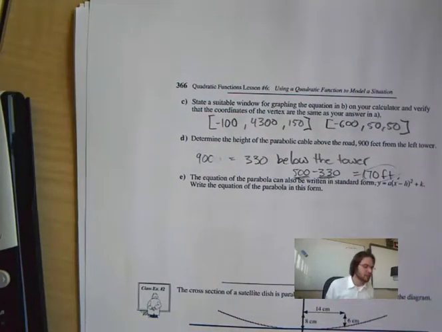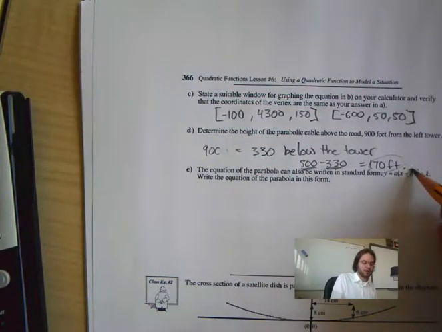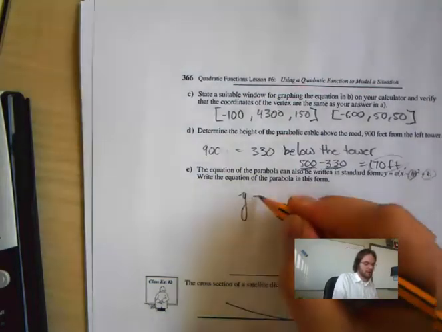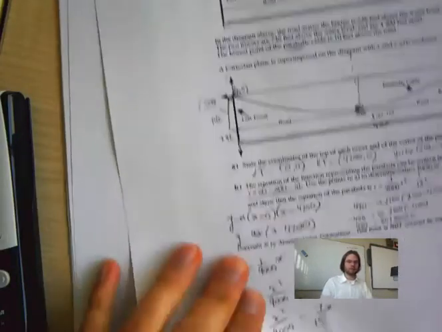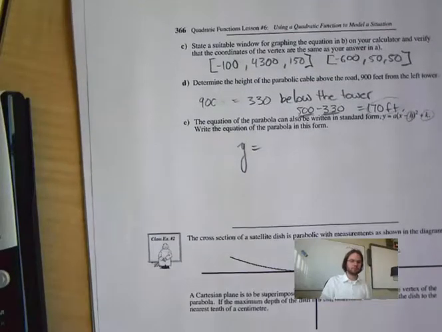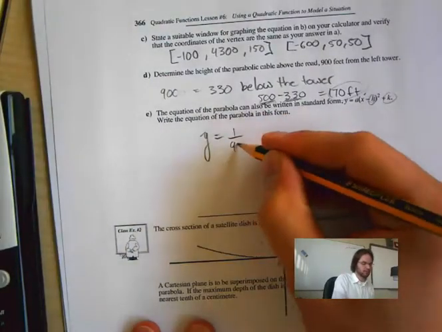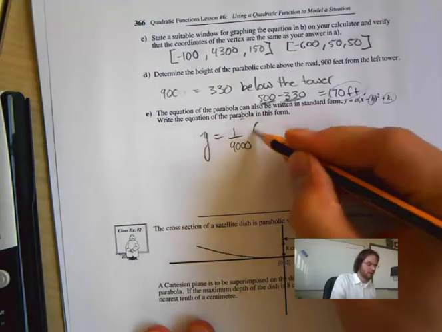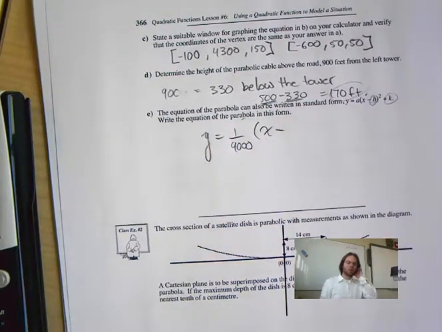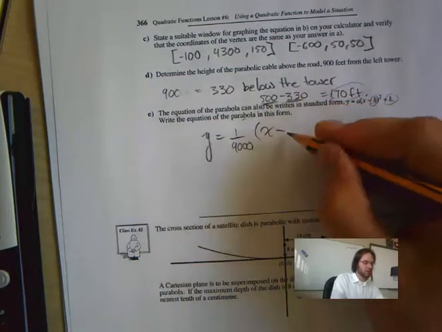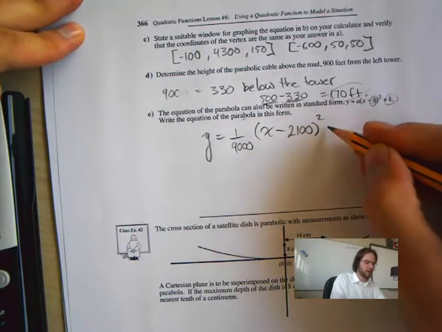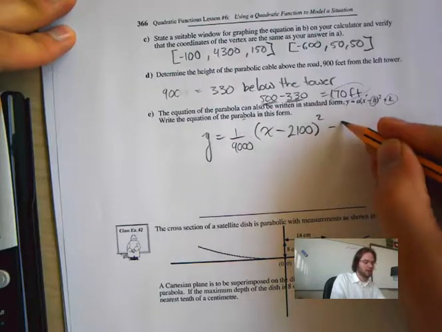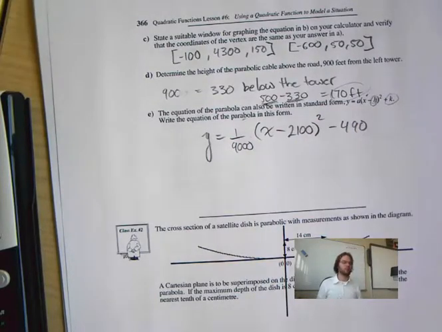Okay, so the last one says, write the equation so it can be written in standard form. So standard form, if you remember, is given our vertex. So y is equal to a, well we know a was found out before, that's 1 over 9,000. Okay, and we have x subtract h, which is the x value of the vertex, which is 2100, and that's squared, and then we're adding a negative 490, because it's the y value of the vertex, which we found out before, and that's it.